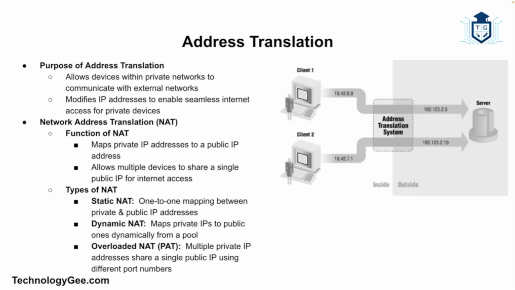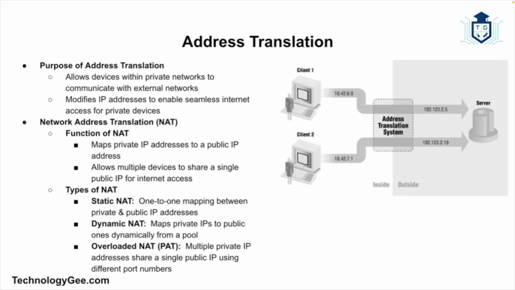All right, so let's move on and talk about address translation. Address translation allows devices within private networks to communicate with external networks by modifying IP addresses. The first part is network address translation. NAT is used to map private IP addresses to a public IP address, allowing multiple devices to share a single public IP.